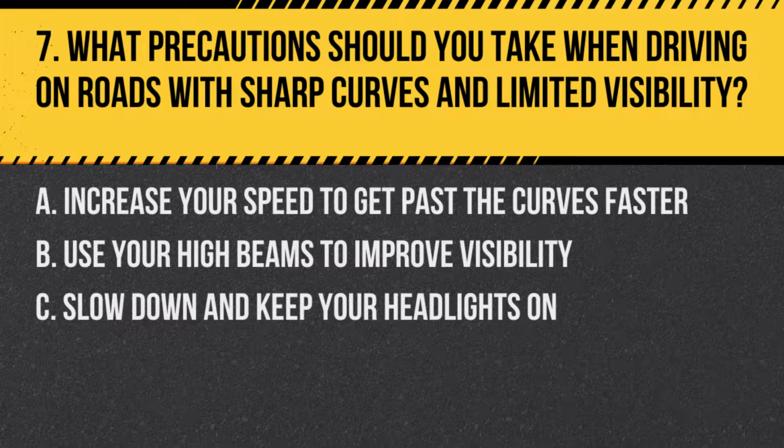Question 7. What precautions should you take when driving on roads with sharp curves and limited visibility? A. Increase your speed to get past the curves faster. B. Use your high beams to improve visibility. C. Slow down and keep your headlights on.